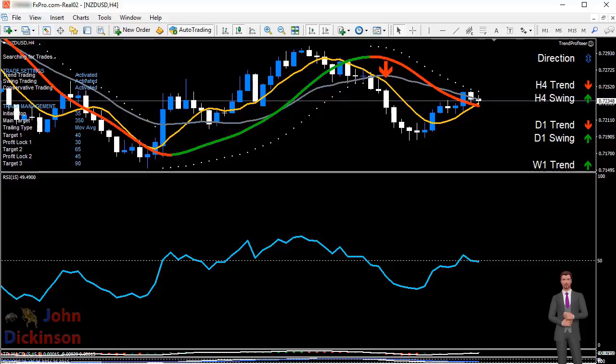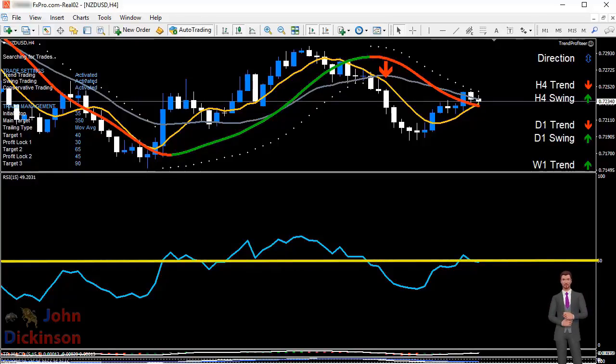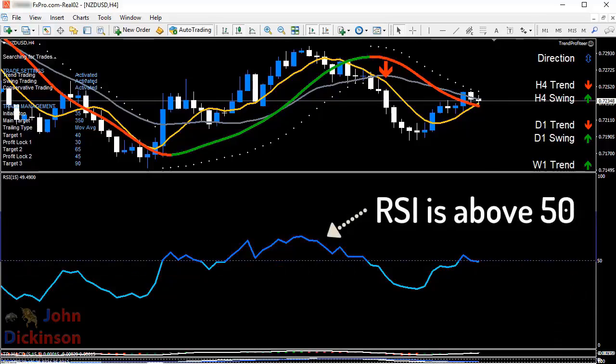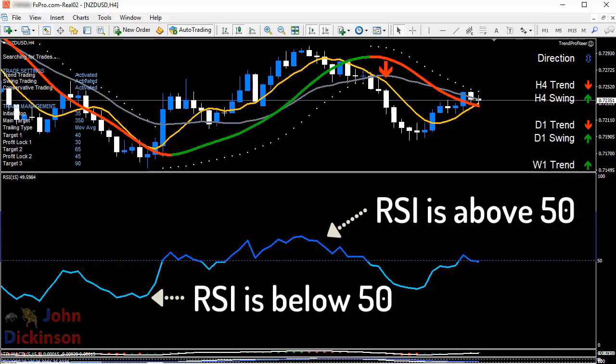However, with the Profiteer system, we use it to identify breaks across the 50 level. The sharper the angle at the break of the 50 level, the stronger the momentum is in the intended direction of the price move. When the RSI is above 50, the price is supported and potentially rising. When the RSI is below 50, the price is under pressure and potentially falling.